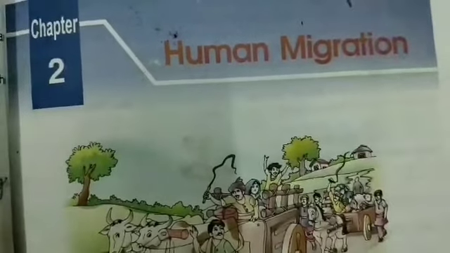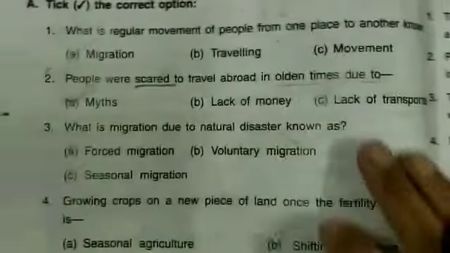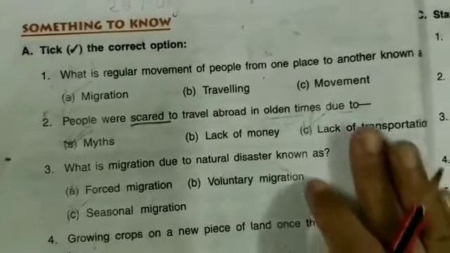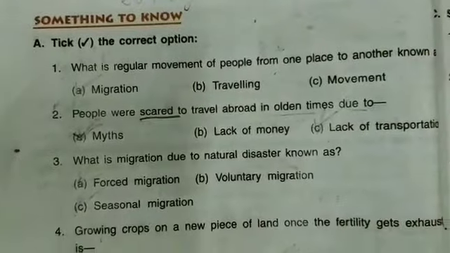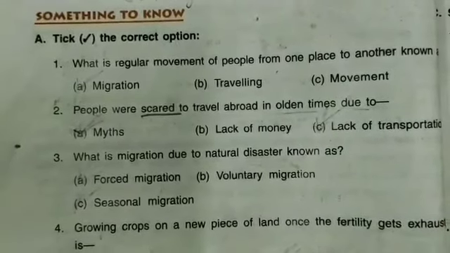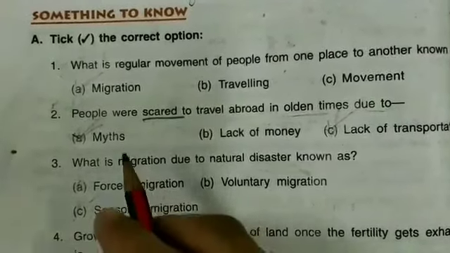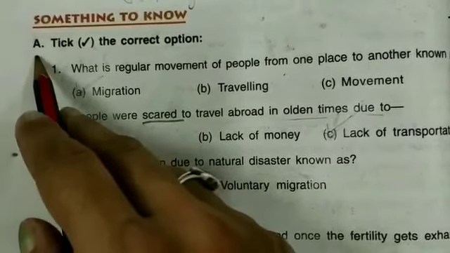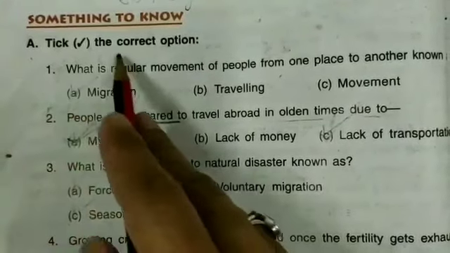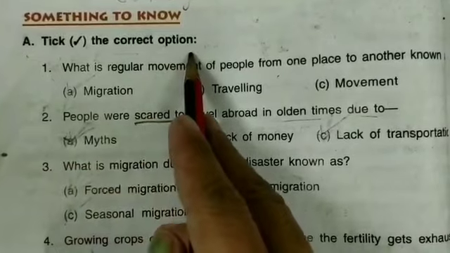Yesterday we completed our Chapter 2, Human Migration. Today I am going to discuss the exercises of this lesson, and the first exercise is MCQs. Let's start. Exercise A. Tick the correct option.